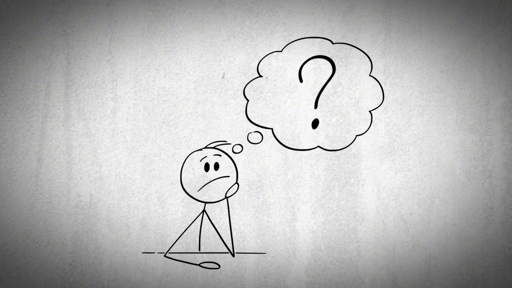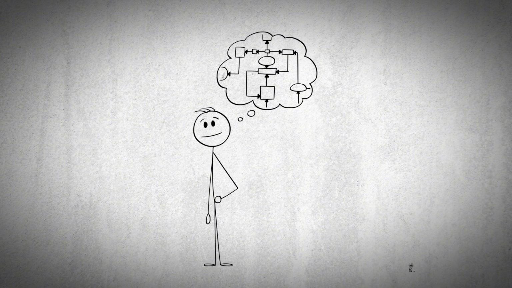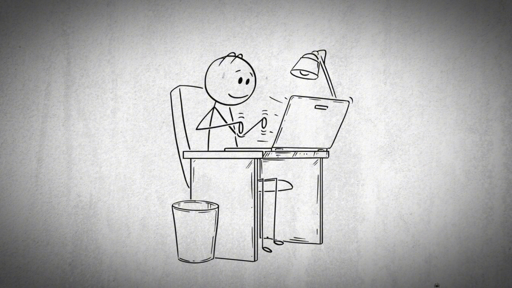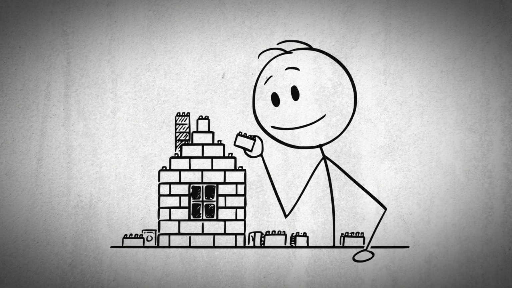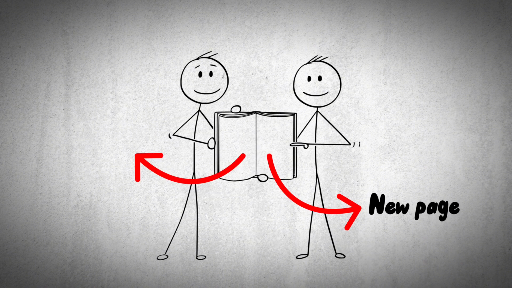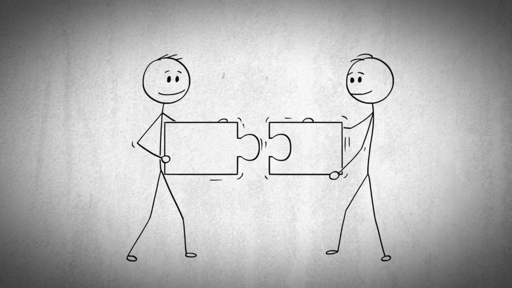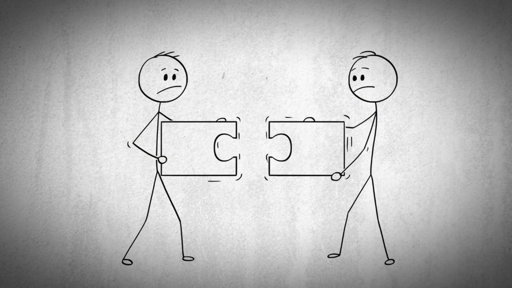But this raises another question. How do we make sure no one changes what's inside a block? Storing data is one thing. Making sure it can't be secretly changed is another. This system works because every new block builds on what came before. Each page references the previous page. Each container is linked to the last one. So if one block changes, everything after it would stop making sense.